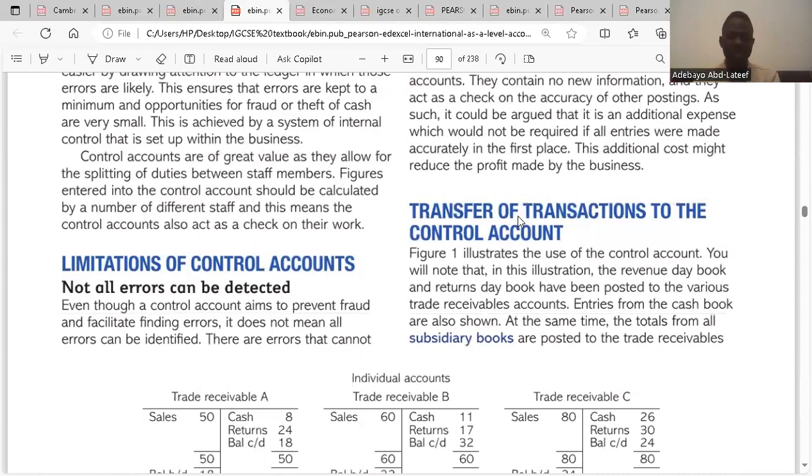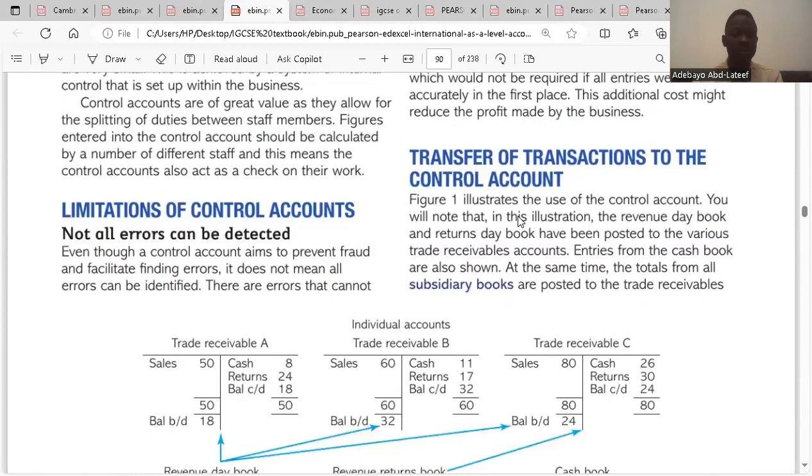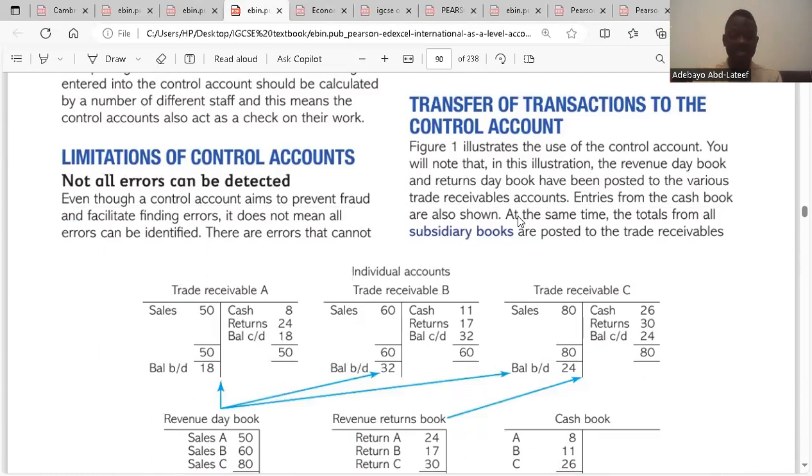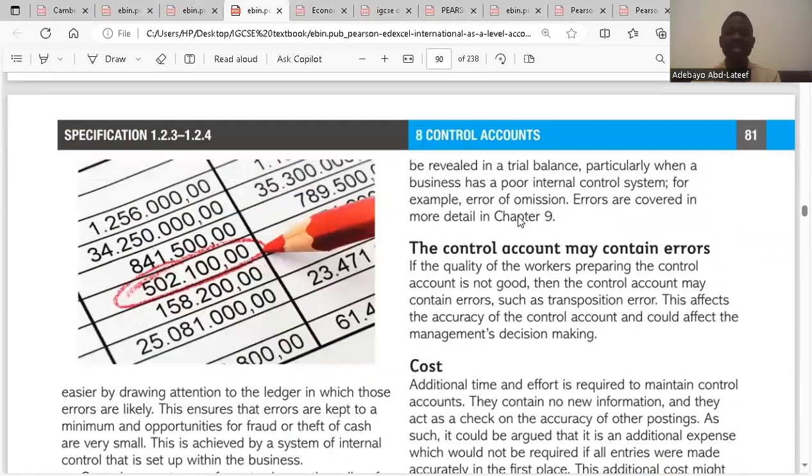Then what are the problems that we could encounter using control accounts? Number one, not all errors can be detected. Even though control accounts aim to prevent fraud and facilitate finding errors, it does not mean all errors can be identified. There are errors that do not reveal in the trial balance. Our control account prevents fraud and reduces errors, but some errors, like errors of omission and errors of commission, might not be detected using control accounts.